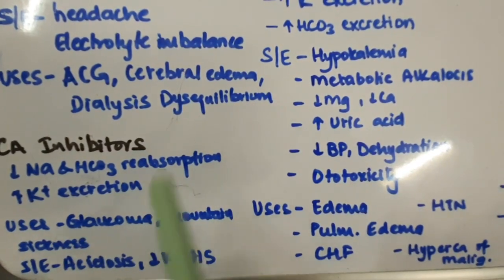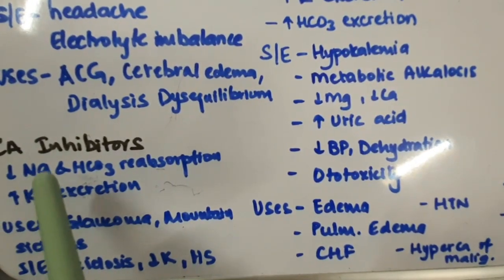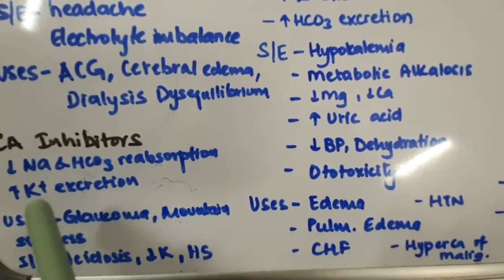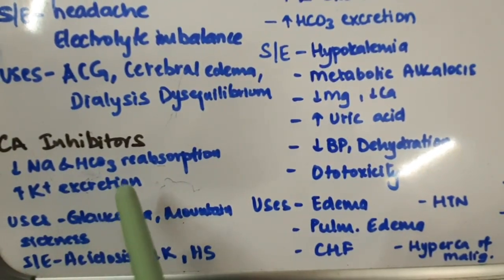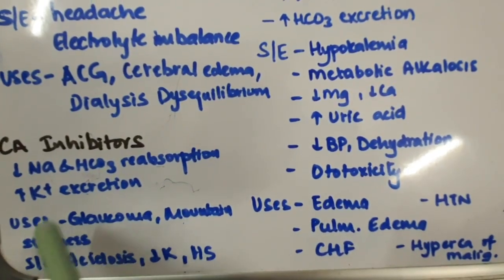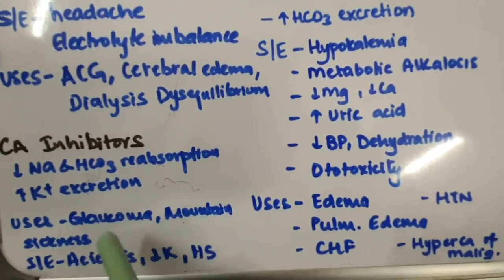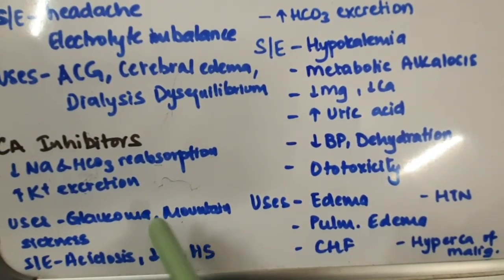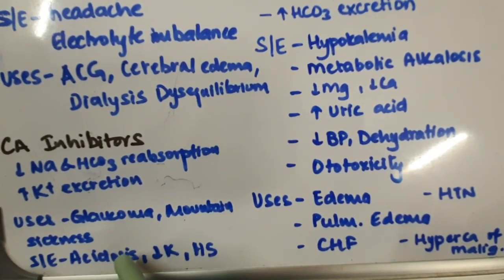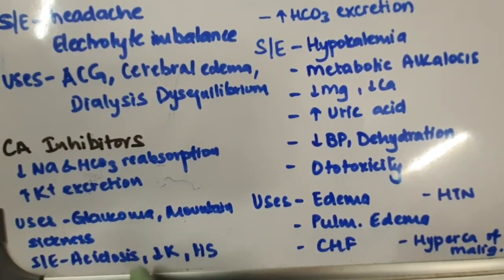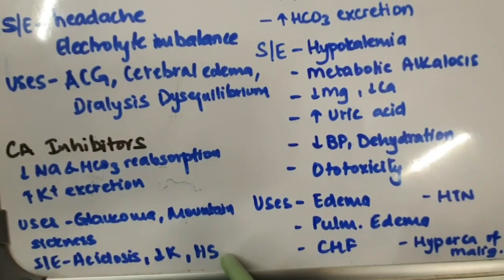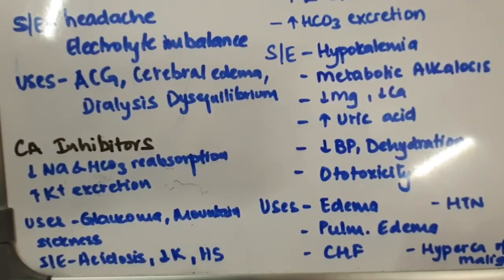Next is carbonic anhydrase inhibitors. They will reduce sodium and bicarbonate reabsorption. So this will be reduced, and along with that, potassium excretion is also increased. This is the main action of carbonic anhydrase inhibitors, and they are used in glaucoma and acute mountain sickness. Glaucoma and mountain sickness are two very important uses, and the side effects are acidosis, reduced potassium or hypokalemia because of increased potassium excretion, and hypersensitivity reactions are also a very important side effect.